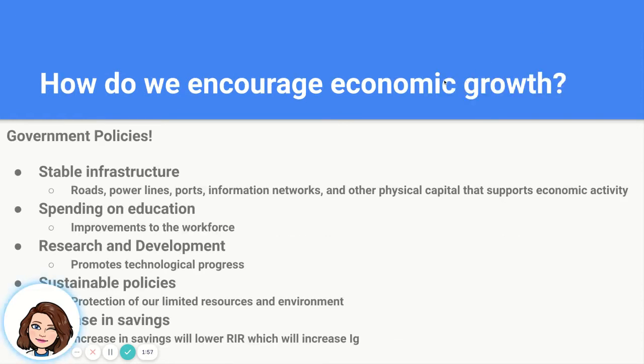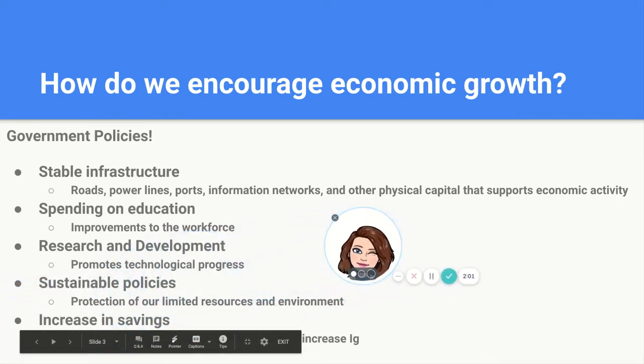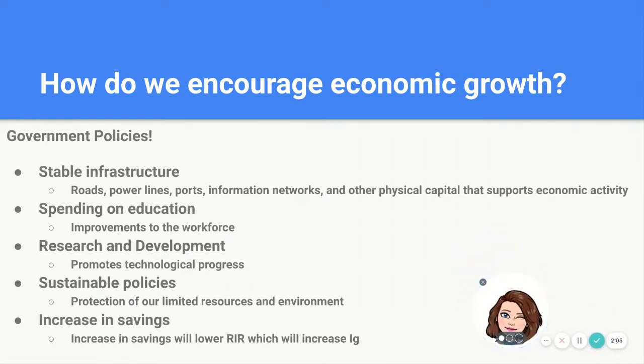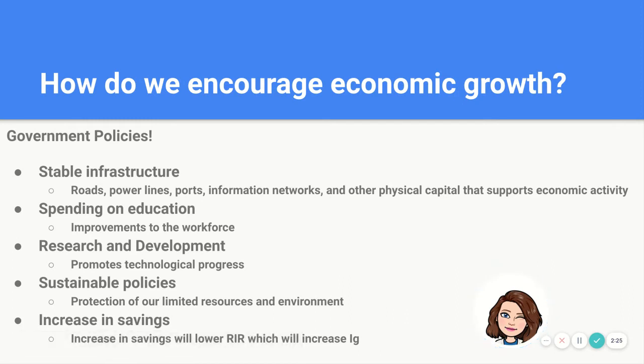So how do we actually encourage economic growth? How do we make sure that economic growth is always going to happen? So we really want to make sure that our government policies are written with economic growth in mind. Doesn't make any sense for there to be government policy that actively destroys economic growth. That's not very beneficial to us and to other nations and countries.